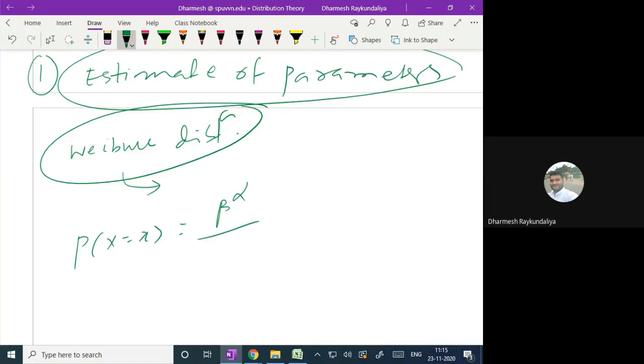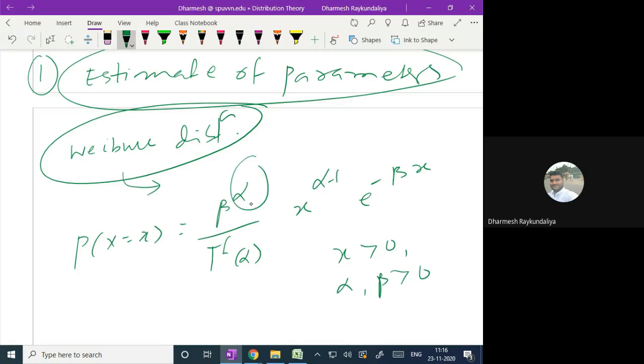Beta raised to alpha upon gamma alpha, x raised to alpha minus 1, e raised to minus beta x, where x is greater than 0, and alpha and beta are both greater than 0. Alpha is said to be a shape parameter, and beta is said to be a scale parameter.